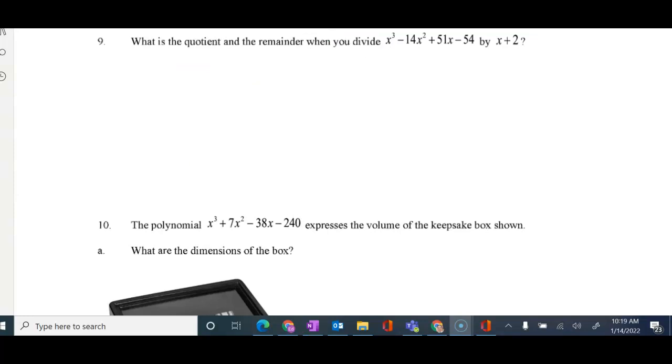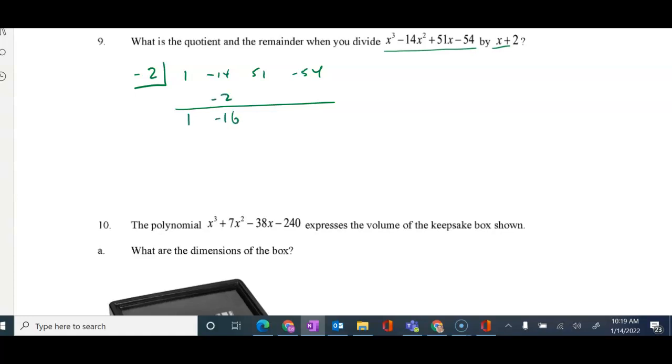And the remainder, when you divide this polynomial by this linear binomial, it's set up perfectly for synthetic division. We've got a linear binomial with a lead coefficient of 1. Put the opposite of the constant in the box. Put the coefficients 1, negative 14, 51, negative 54. And then start multiplying and adding.